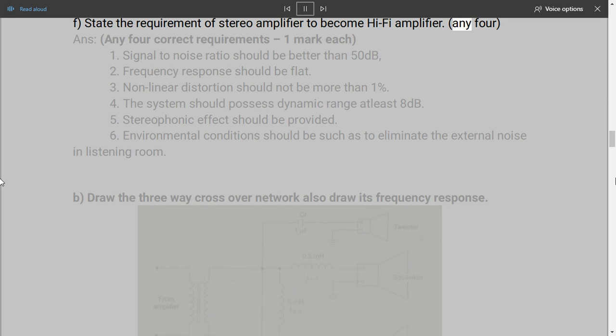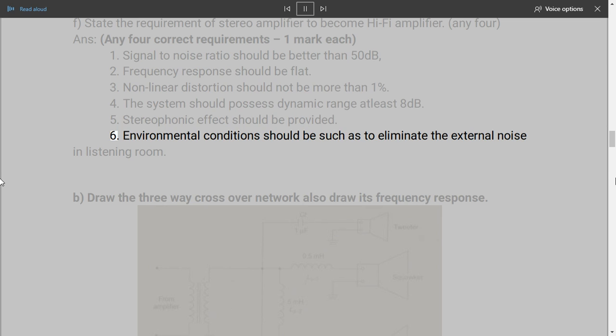Any 4. Answer: any 4 correct requirements, 1 mark each. 1. Signal-to-noise ratio should be better than 50 dB. 2. Frequency response should be flat. 3. Nonlinear distortion should not be more than 1%. 4. The system should possess dynamic range of at least 80 dB. 5. Stereophonic effect should be provided. 6. Environmental conditions should be such as to eliminate external noise in the listening room.